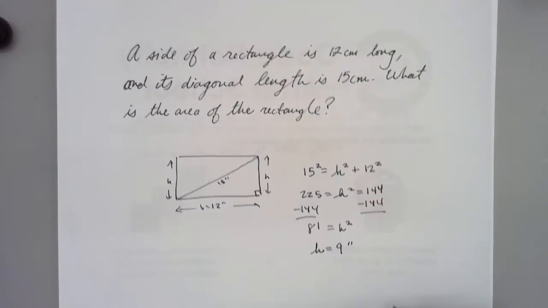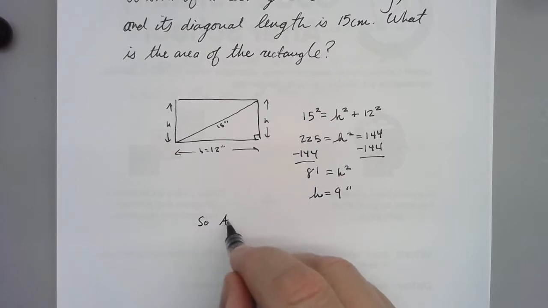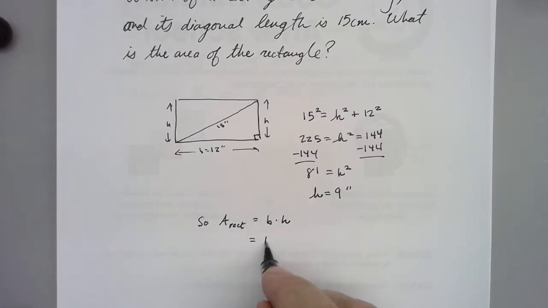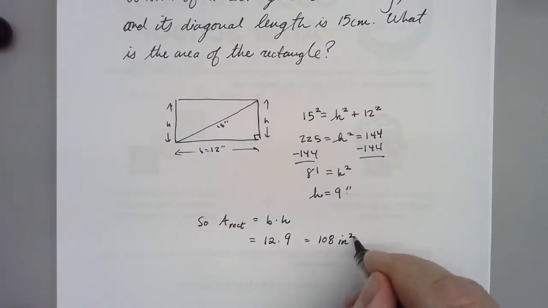So then what's the area? Well, since area is base times height, the area of my rectangle is base times height. I knew the base was 12 at the start of the problem. The height is 9, so this is 108. And these are inches, so this would be square inches.